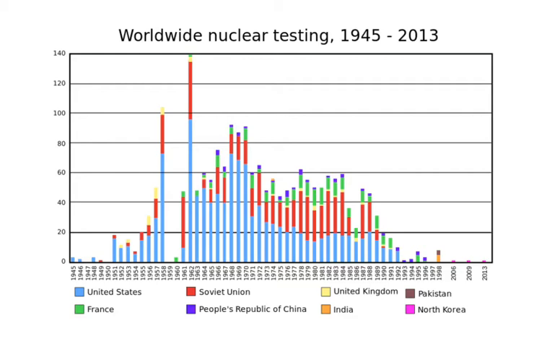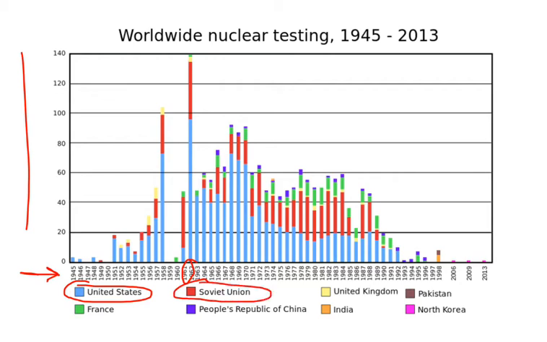So we can see this is by year, so here we have the dates down at the bottom. If you're struggling a little bit to read it, number of tests is this axis. And we can see how things evolve as the Cold War goes along. Here's 1962, the crazy year, down there. So we see how many of the tests during this period, 1945 to 2013, were conducted by the United States in light blue and the Soviet Union in red.